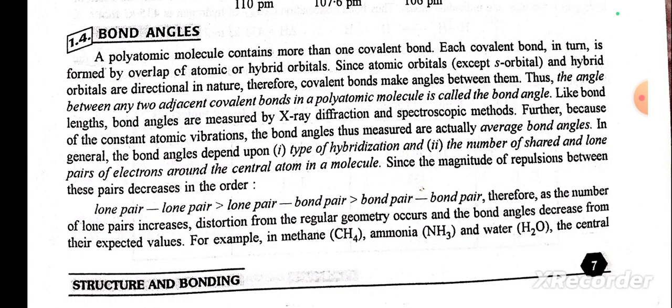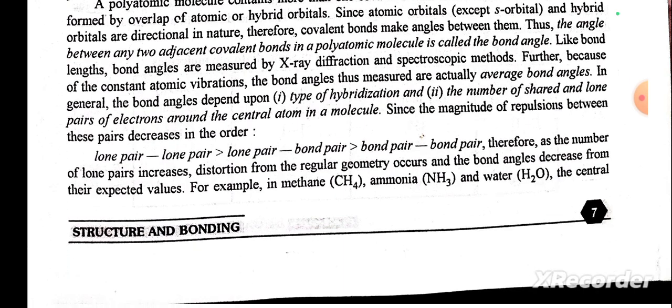Bond angle. A polyatomic molecule contains more than one covalent bond. Each covalent bond in turn is formed by the overlap of the atomic and or the hybridized orbitals, and since the atomic orbitals and hybridized orbitals are directional in nature, the covalent bonds make an angle between them. Thus, the angle between two adjacent covalent bonds in a polyatomic molecule is called the bond angle.